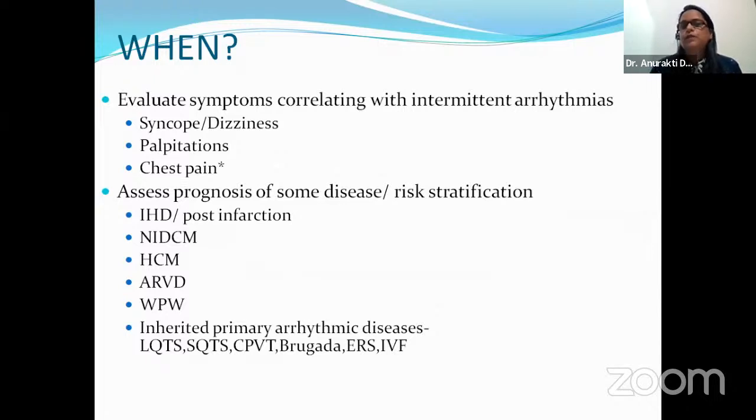So history and physical examination are definitely the first thing. But we'll go into detail about which syncope patients to order a Holter for and what to expect from it. It is also used for assessing prognosis of some diseases or for risk stratification. There are some ischemic heart disease patients where there is some role of Holter, and we'll discuss it. There are also non-ischemic dilated cardiomyopathies, hypertrophic cardiomyopathies, then ARVD, WPW syndrome, and the inheritance system as I go further.